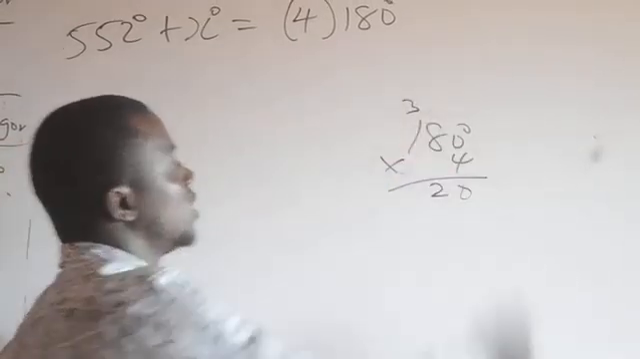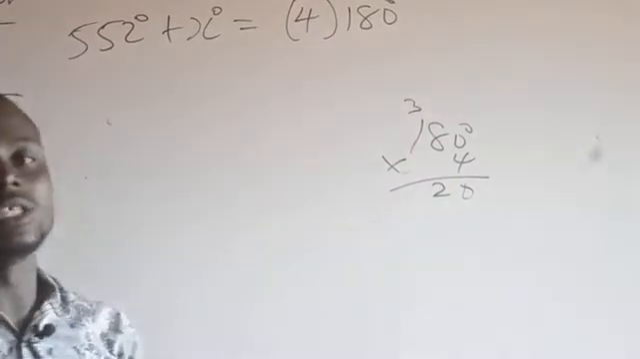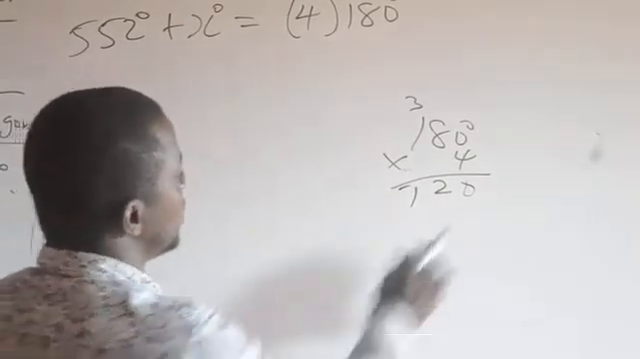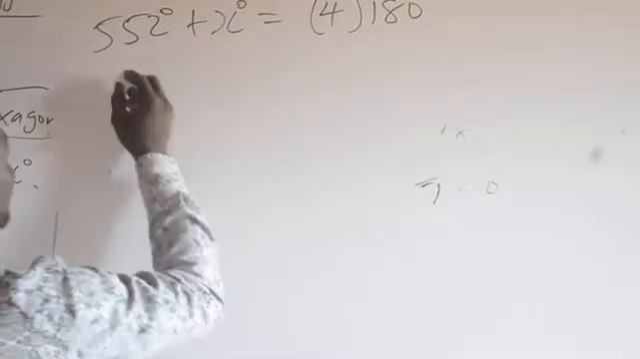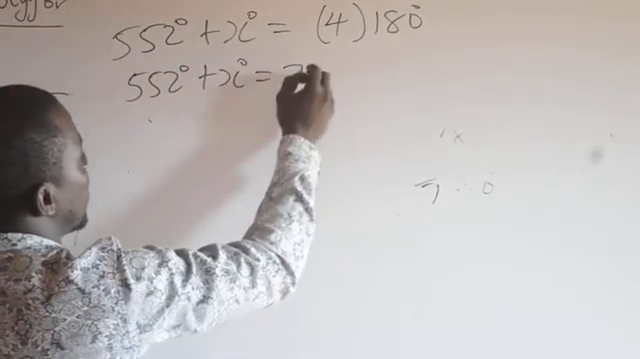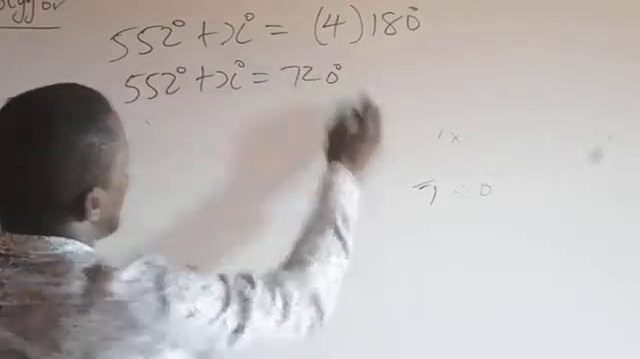Take it to the side. Then 4 times 1 is 4. Plus that 3 gives you what? 7. So it's 720 degrees. So on this side we have 552 degrees plus S degrees equal to 720 degrees.